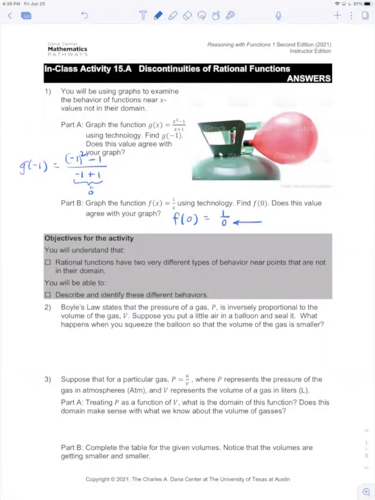So objectives for the activity. You will understand that rational functions have two very different types of behavior near points that are not in their domain. You will be able to describe and identify these different behaviors.